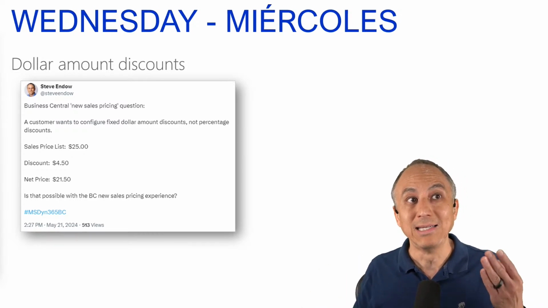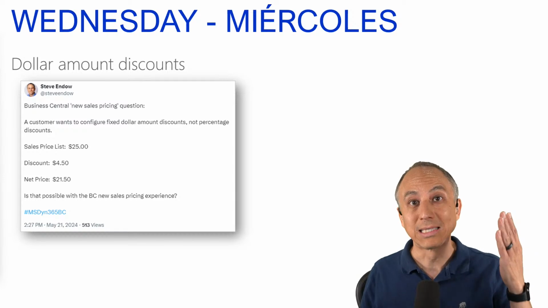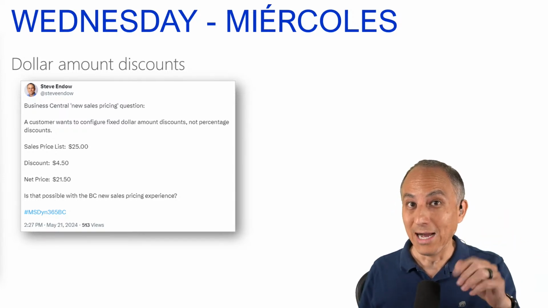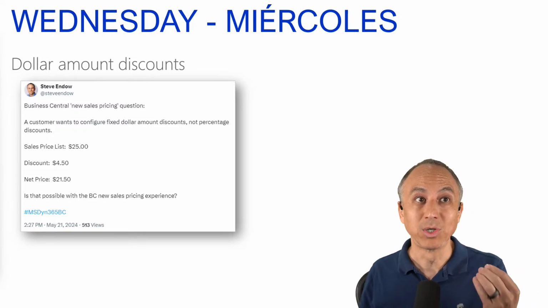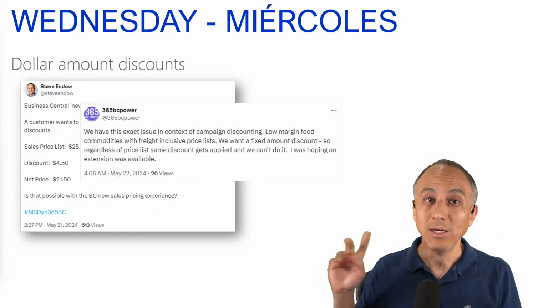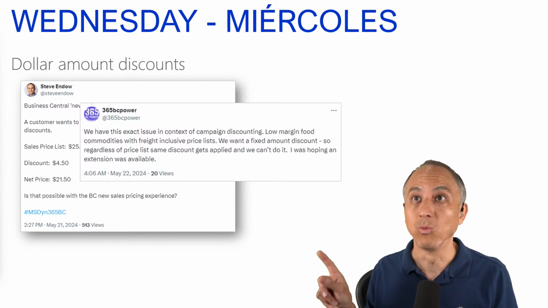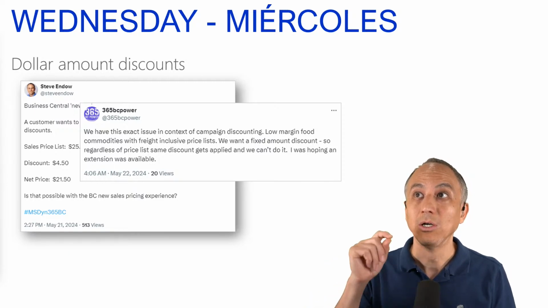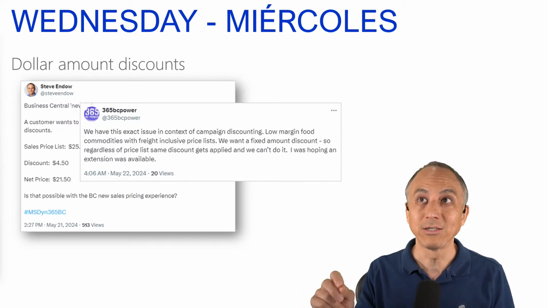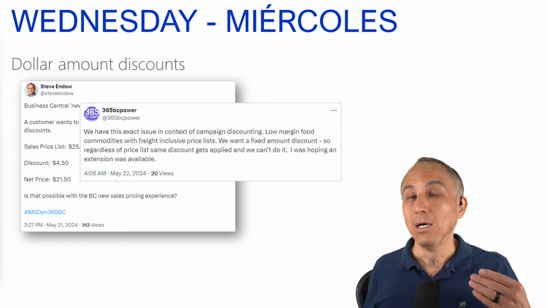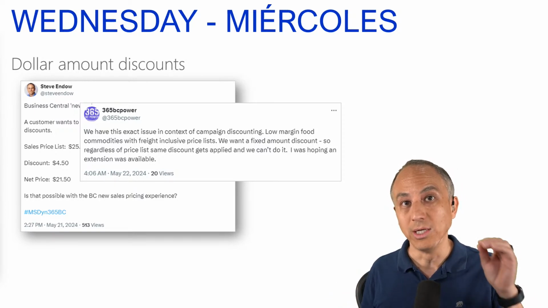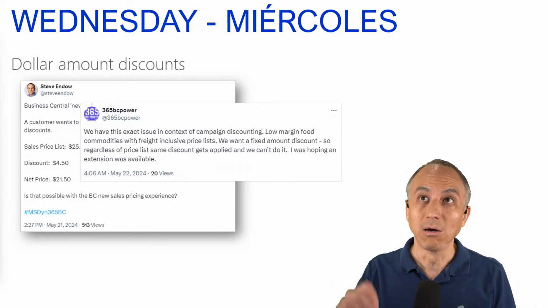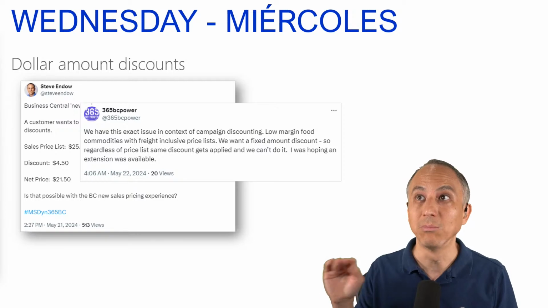And the feedback I got is that the Business Central new sales pricing experience cannot do that. One person said it's possible. We've looked at it. I disagree. And other people agree that it is percent based only. And so this person has the exact same scenario that we have. We have this exact issue in the context of campaign discounts, low margin food commodities with freight inclusive price lists. Exactly. In the food industry, it is low margin and you cannot discount on a percentage basis. We need a fixed amount discount. So regardless of price list, the same discount gets applied and we can't do it.